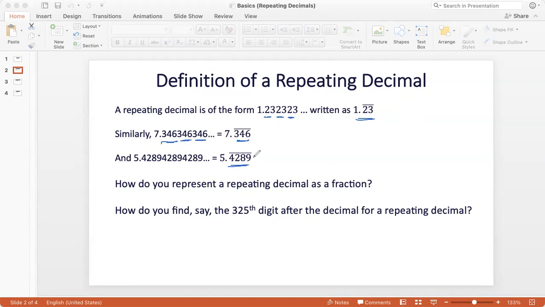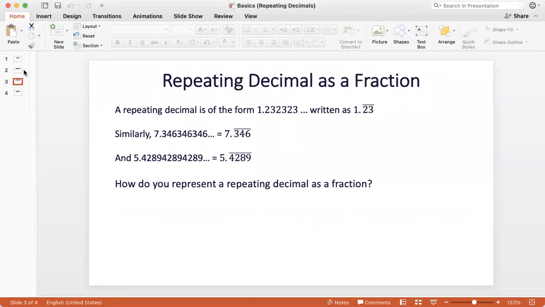Now, broadly, there are two questions on the math section that you see from this topic. One is to represent a repeating decimal as a fraction. So how do we do that? And two, to find the nth digit after the decimal point, right? So let's say to find the 325th digit after the decimal point. So how do we do both these kinds of questions? Let's discuss.